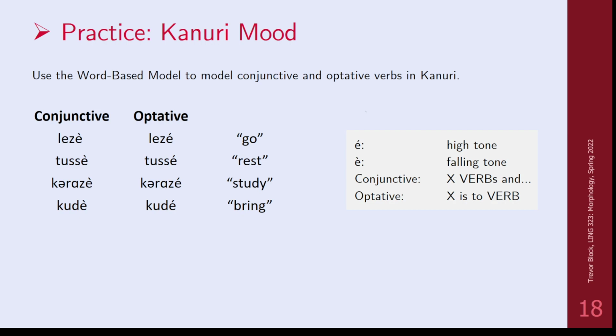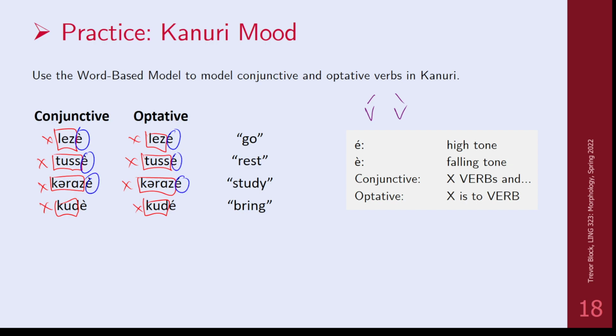Okay, then we have tones too. If we have something that goes up on a vowel, it's a high tone. If it goes down on a vowel, it's a falling tone. So when we take a look at these, pause it and try it yourself, we see similarities in all of these forms. So les is the same, tus is the same, keraz is the same. And what's changing is the final vowel, so the tone on the final vowel. Now in this case, it's all the same vowel A.